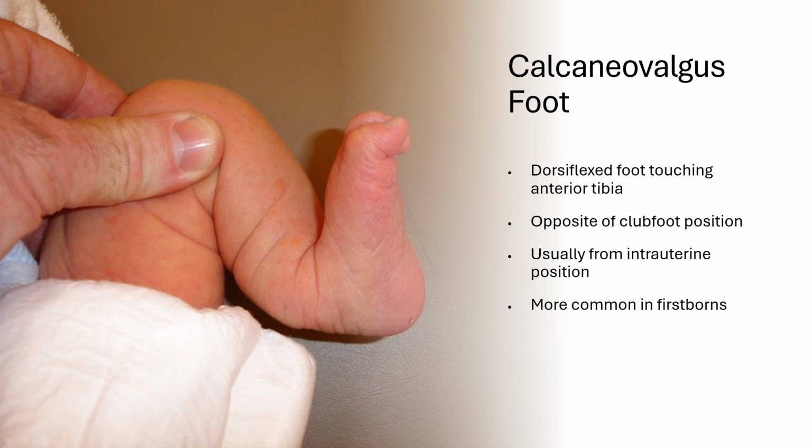Unlike clubfoot, which involves complex structural relationships, calcaneovalgus foot represents a pure positioning problem where normal anatomy has been held in an abnormal position for an extended period. Understanding this distinction helps you counsel families about the excellent prognosis and the likelihood of spontaneous resolution with normal development.